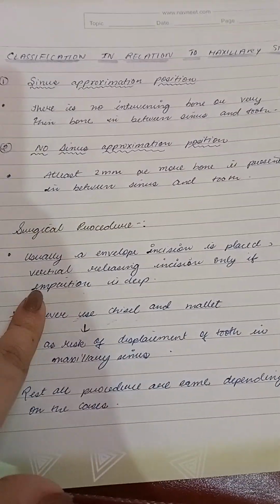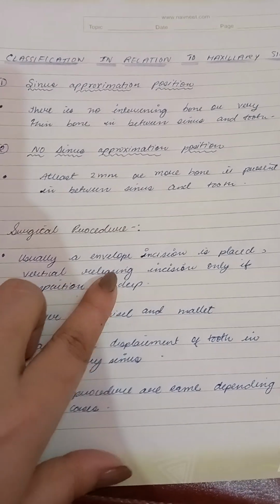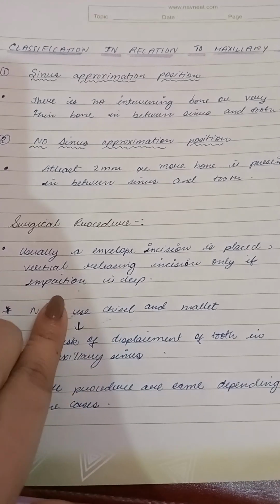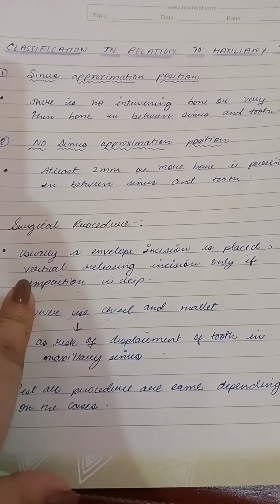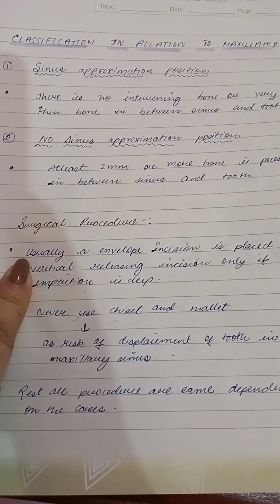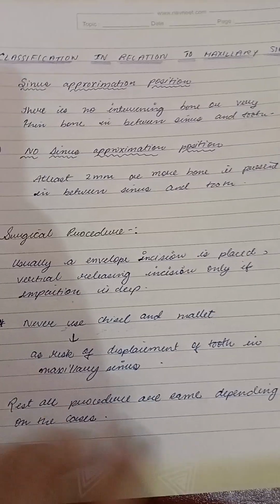Okay, now the surgical procedure. Usually an envelope incision is placed, with a vertical releasing incision only if the impaction is deep. Okay, when the impaction is deep then only we give a vertical releasing incision, otherwise an envelope flap or envelope incision is sufficient for removing the impacted maxillary third molar.